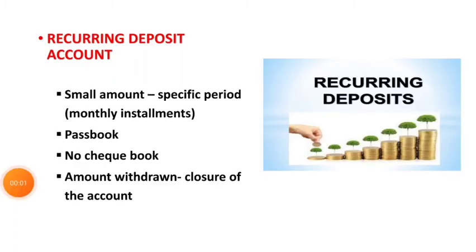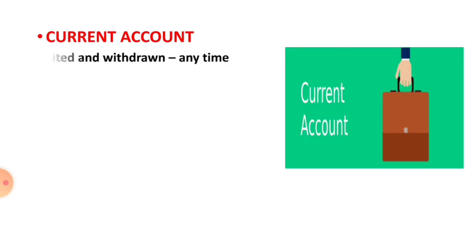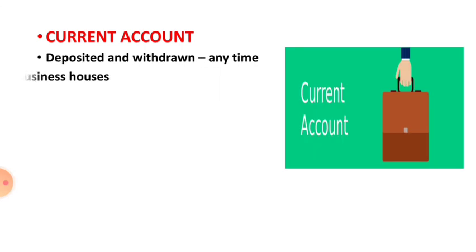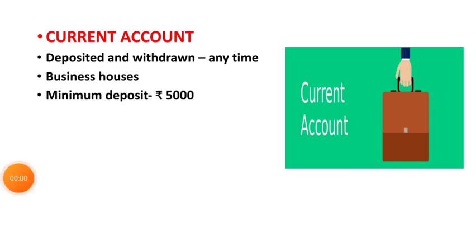If the amount is withdrawn before the expiry of the specified period, the rate of interest paid by the bank is applied on the basis of the period the account is maintained for. Next one is current account, in which the money can be deposited and withdrawn at any time. It is generally operated by the business houses and the minimum deposit of rupees 5000 is needed, which varies from bank to bank.